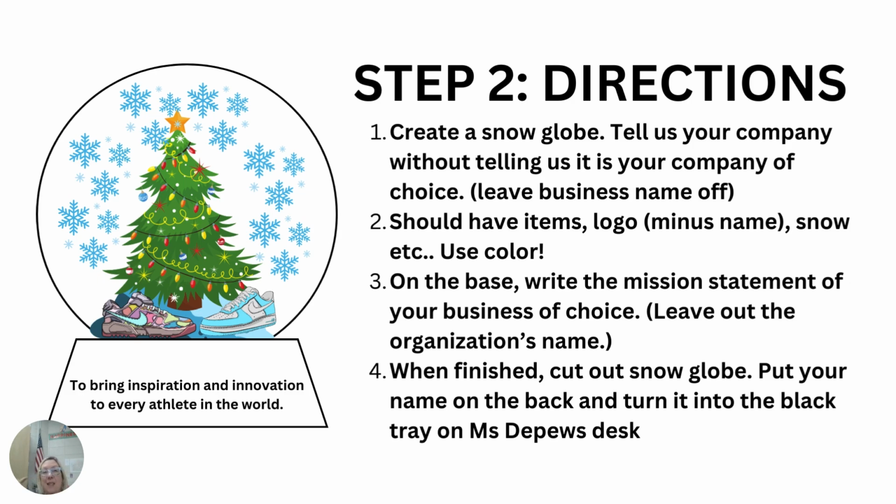And then on the base of your snow globe, you are going to research and find their mission statement. And you're going to put their mission statement on the base of the snow globe, but you're not going to put their name on it. So typically they would say the Nike Corporation's mission is to bring inspiration and innovation to every athlete in the world. But I left their name out of it, okay? So you're going to put their mission statement on the base. So that is step two of your final, all right? There's 4 steps altogether, so let's talk about the next one.